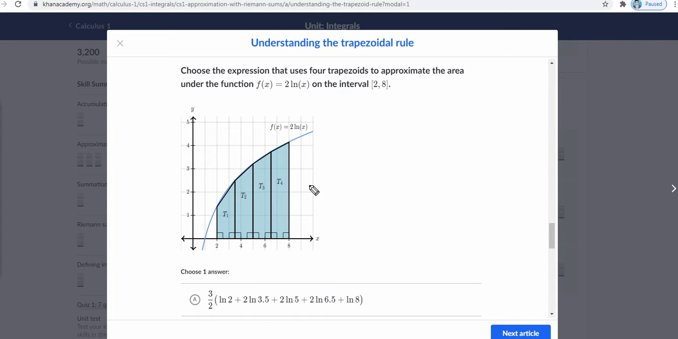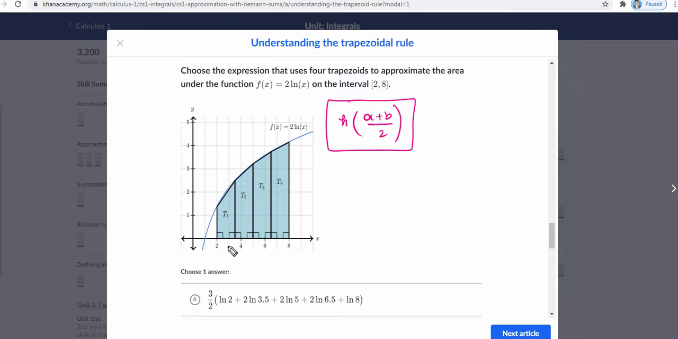Alright, so we have 4 trapezoids, and we know that the formula for the trapezoid is height times the sum of parallel sides, like I'll make it as a plus b, where a and b are the parallel sides, divided by 2. So this is the formula for the area of the trapezium. Now let's calculate the area for this trapezium, then this one, then this one, and then this one.